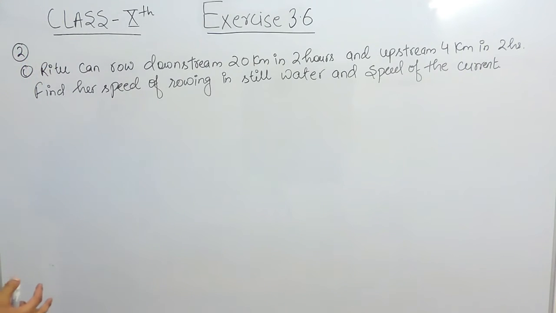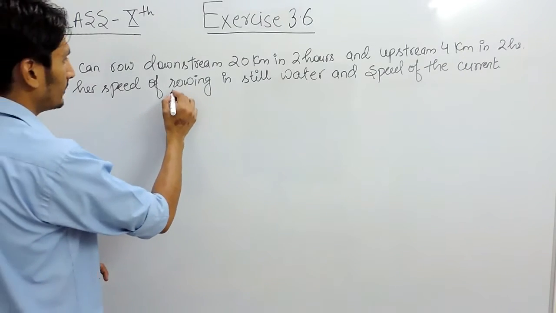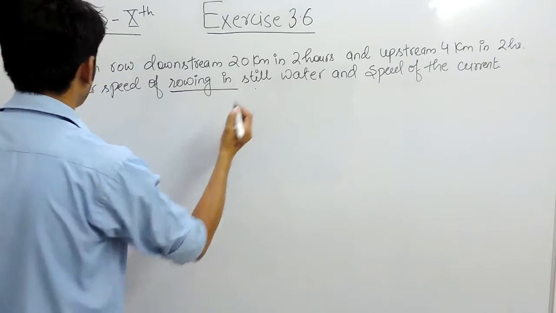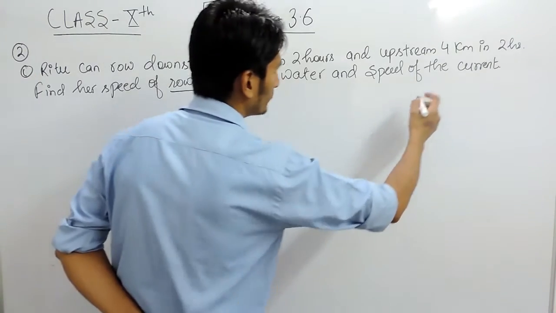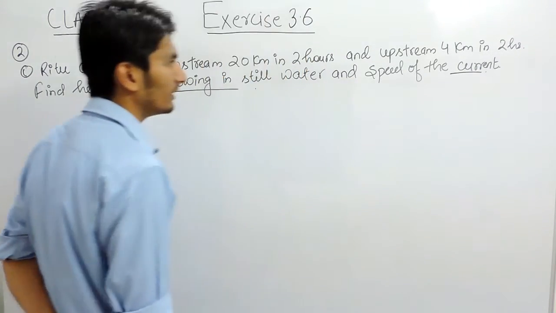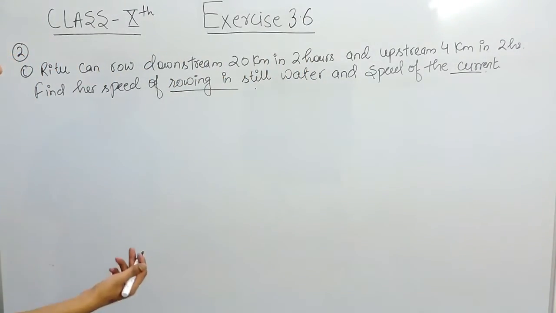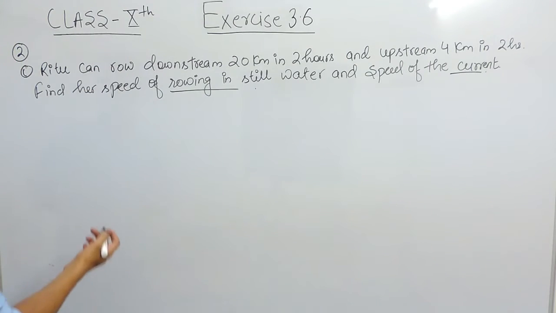So the question says: Ritu can row downstream 20 km in 2 hours and upstream 4 km in 2 hours. Find her speed for rowing in still water and the speed of the current. Means you have to find the speed of Ritu and the speed of the current, means the speed at which the water is flowing.